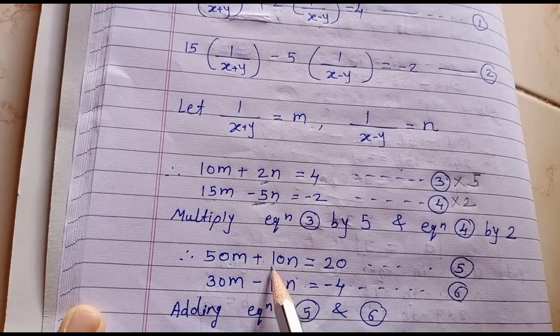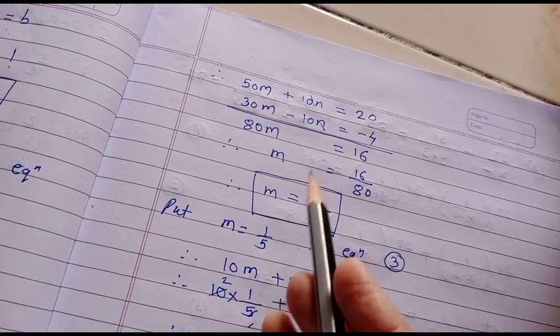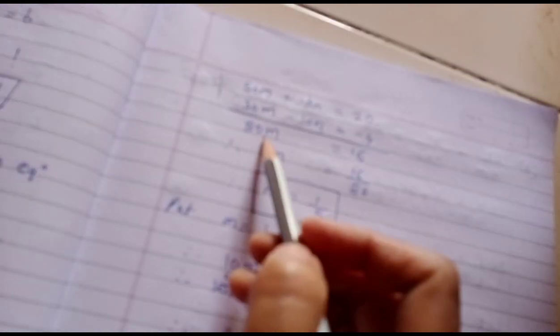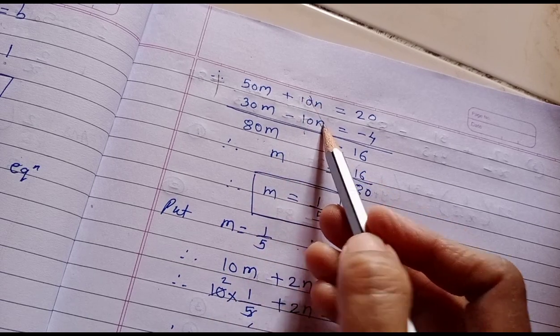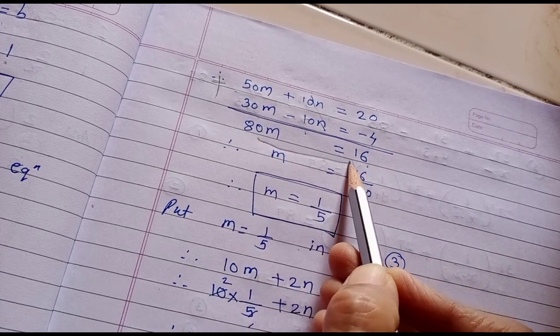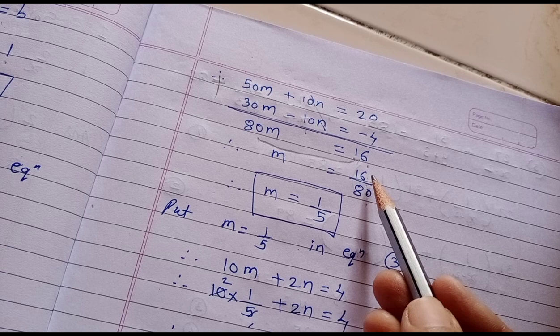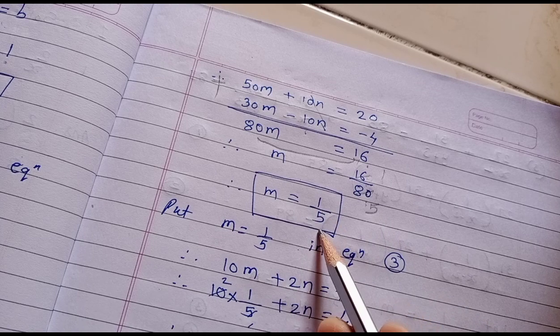Again here, the coefficient of n is the same and the signs are different, that's why we add the 5th and 6th equations. If you add these two equations, 50 plus 30 is 80m, plus 10n minus 10n cancel. 20 minus 4 is 16, therefore 80m is equal to 16. This 80 multiply becomes divide. So write here 16 upon 80, not 80 upon 16. Then 16 1s are 16, 16 5s are 80. That is 1 upon 5.